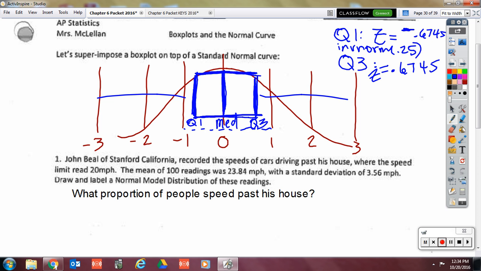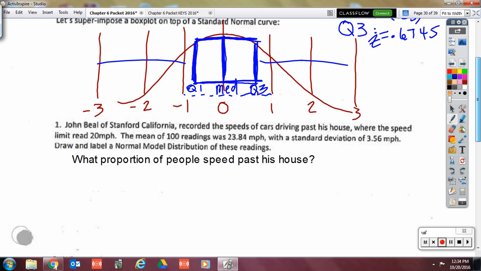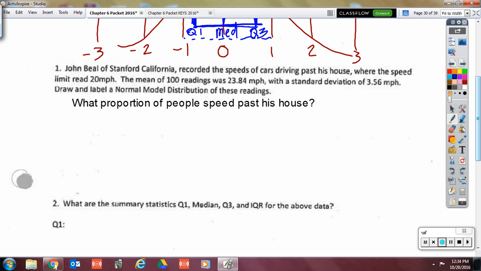All right, let's go on to number 1. Here we go. John Bill of Stanford, California, recorded the speeds of cars driving past his house, where the speed limit read 20 miles per hour. The average of 100 readings was 23.84 miles per hour. So I know my X bar is 23.84 with a standard deviation of 3.56.